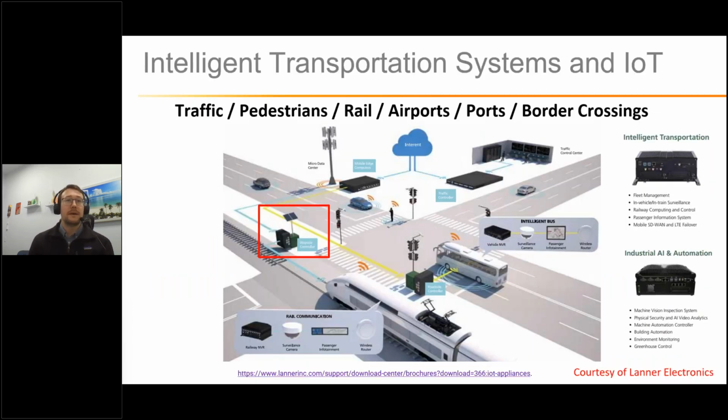So when we're thinking about the broader intelligent transportation systems and IoT world within the transportation umbrella, to us that largely expands not just to traffic, but also pedestrians, rail, airports, ports, border crossings, and others. This diagram that you're looking at, as well as the electronics on the right-hand side, are courtesy provided of Lanner Electronics. I think this is a good diagram to show the interconnectedness of some of the next generation technologies that will be relying at least somewhat on standalone power for use cases when grid is unavailable, impractical, or too expensive.